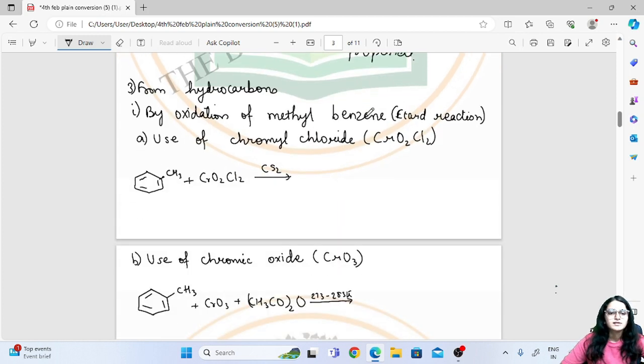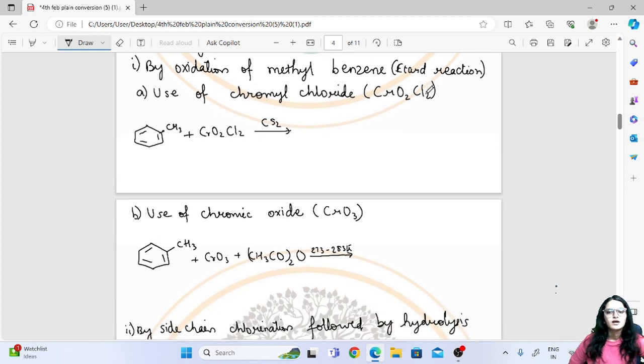The next reaction here we will see, that is the Etard reaction, which is by oxidation of methyl benzene. So here we prepare the aldehydes from hydrocarbons. Let us take oxidation of methyl benzene, which is also called the Etard reaction. The first reaction here is by using chromyl chloride, that is CrO2Cl2. Here basically we take substituted benzene or methyl benzene or substituted methyl benzene, and methyl benzene is also called toluene.